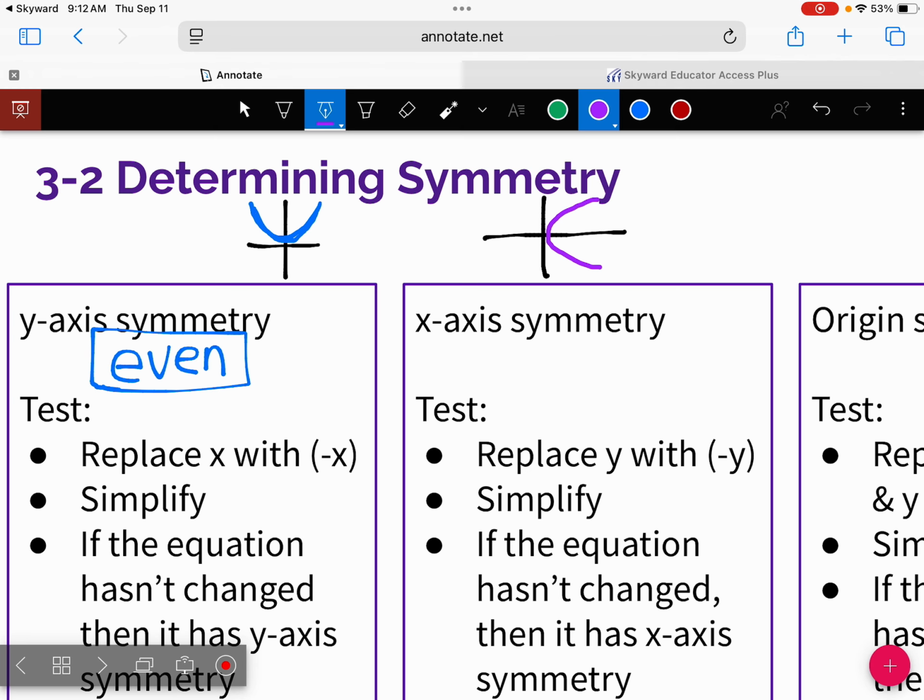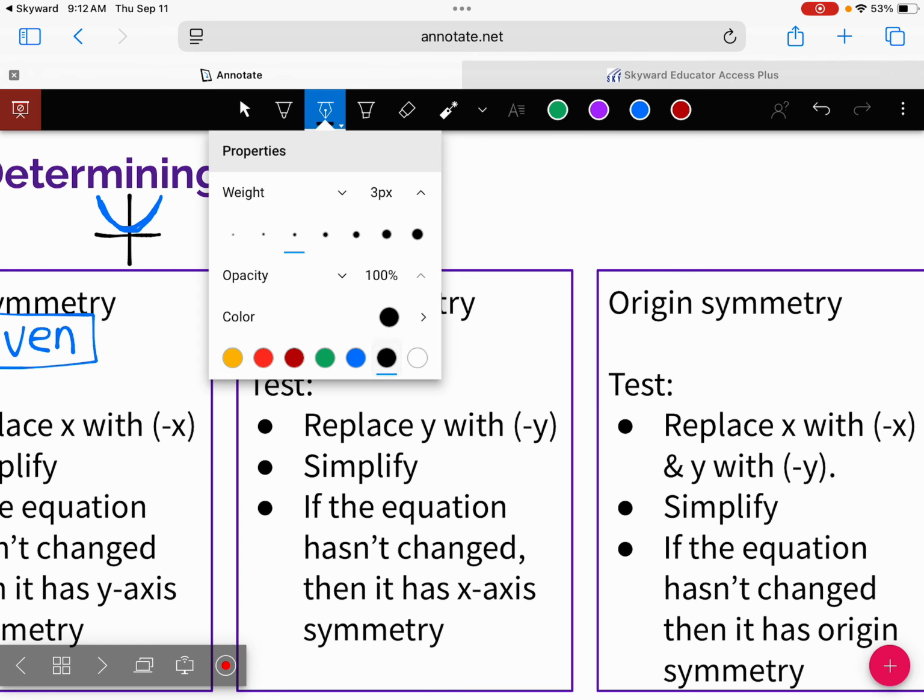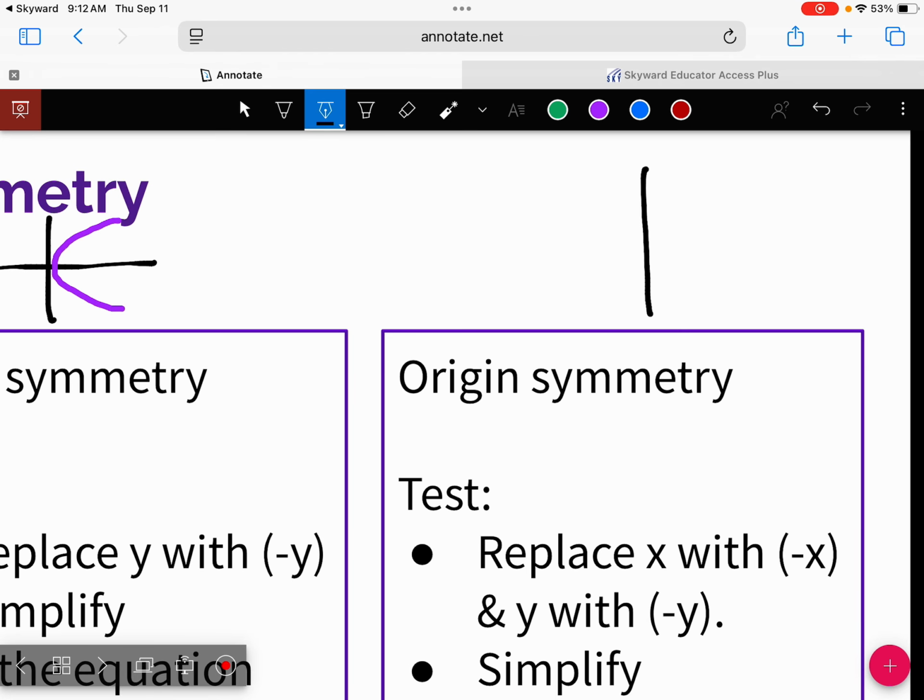And origin symmetry is another one of those things we've seen before. Origin symmetry is going to be like our point symmetry. It means it could rotate around the origin. It would make a decent spinner. So I could rotate this and have it line back up. I could spin it, or I could balance it on my finger and it would balance. A parabola I could not balance on my finger. It would fall.